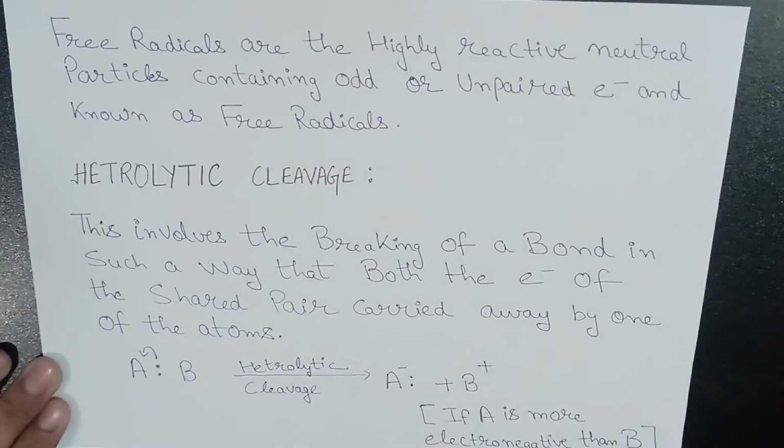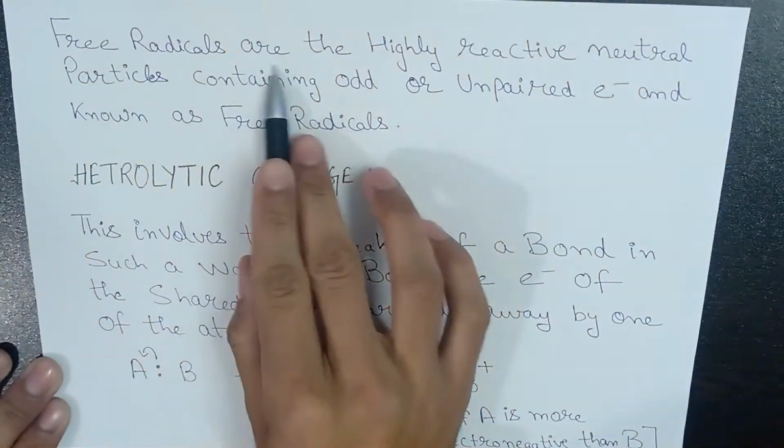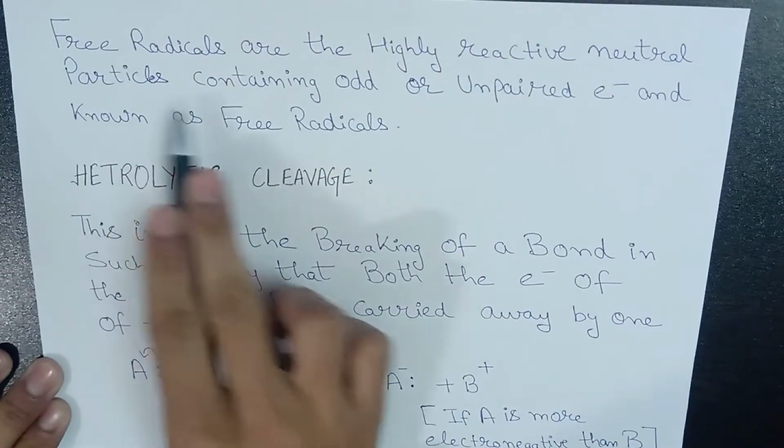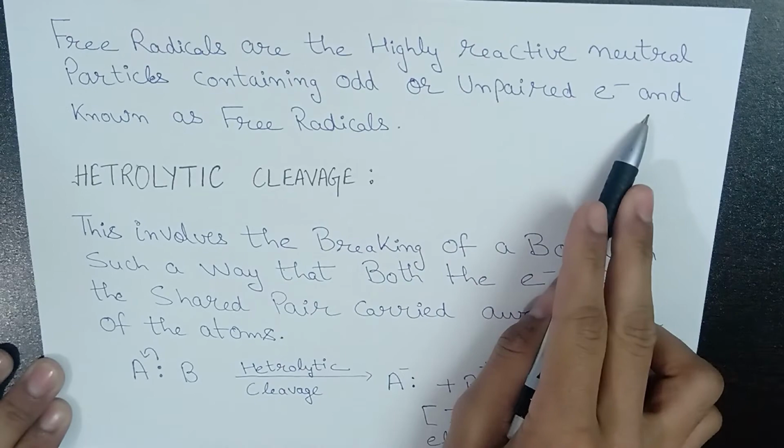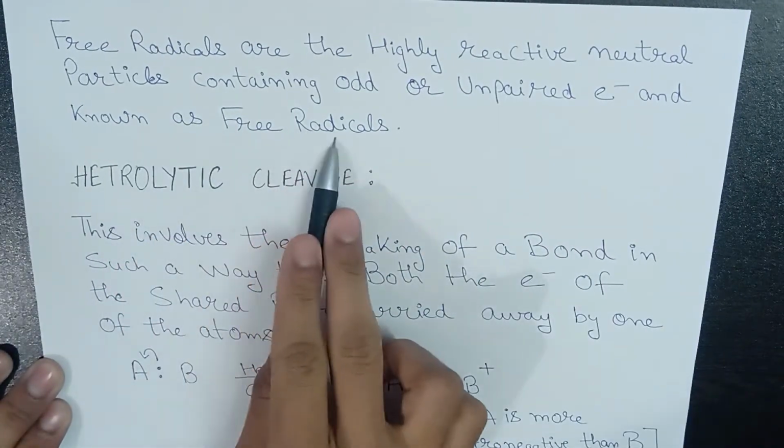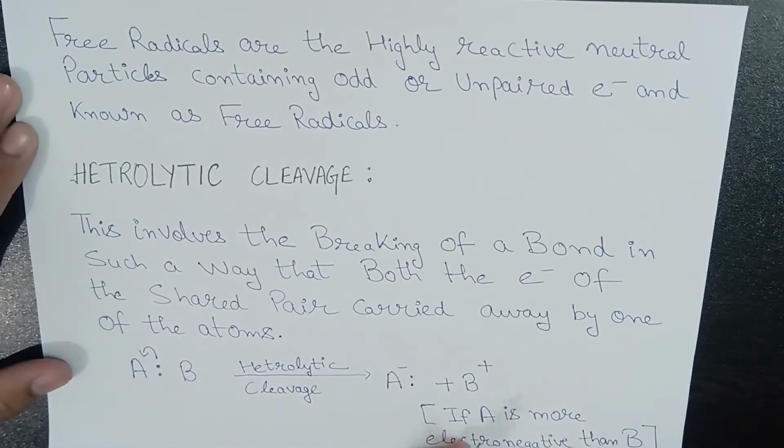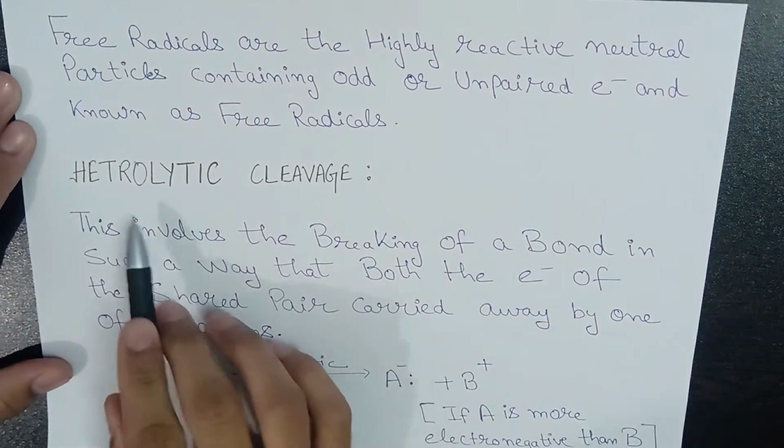So now I'll tell you what a free radical is. Free radicals are highly reactive neutral particles containing odd or unpaired electrons, and hence they are known as free radicals. So now we'll head to the second type of cleavage, that is heterolytic cleavage.